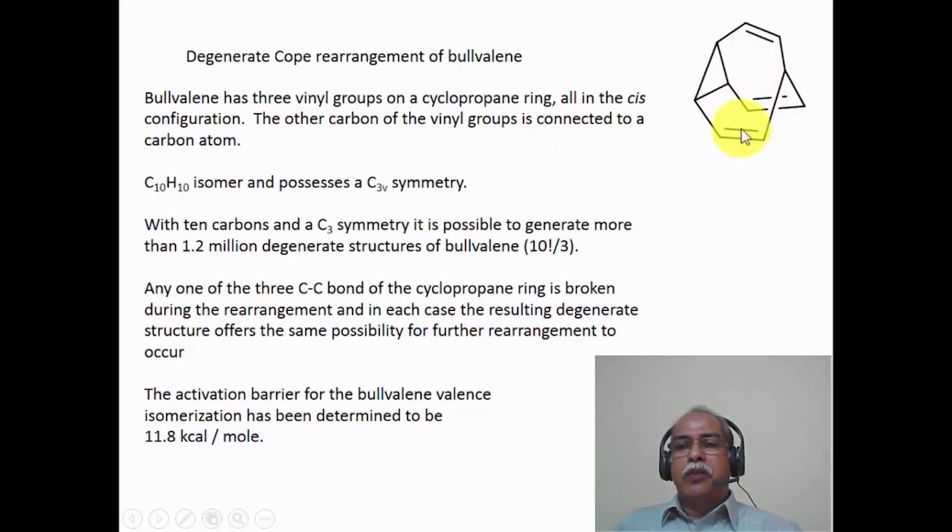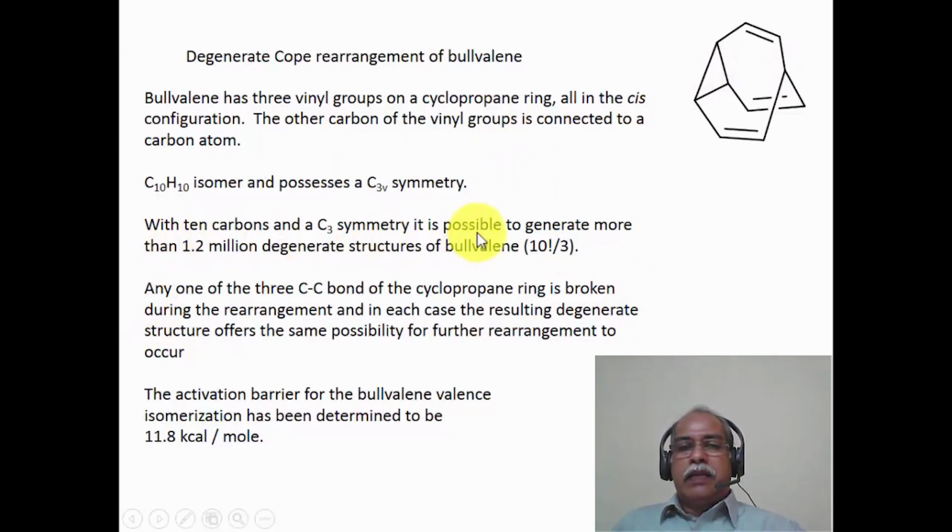Bullvalene has 3 vinyl groups, and the 3 vinyl groups are attached to a common carbon, which is this particular carbon, and the 3 vinyl groups are also attached in a cis fashion to the cyclopropyl derivative. In other words, this is a cyclopropane which is connected to 3 vinyl groups from all the 3 carbons in a cis manner. The double bond geometry is cis, and the stereochemistry of the connectivity to the cyclopropane is also cis with respect to each other. This is a C10H10 isomer, and it possesses a C3v axis of symmetry. If we take the center of the cyclopropane and pass the axis through this particular carbon, that axis would correspond to a C3 axis of rotation for this molecule.